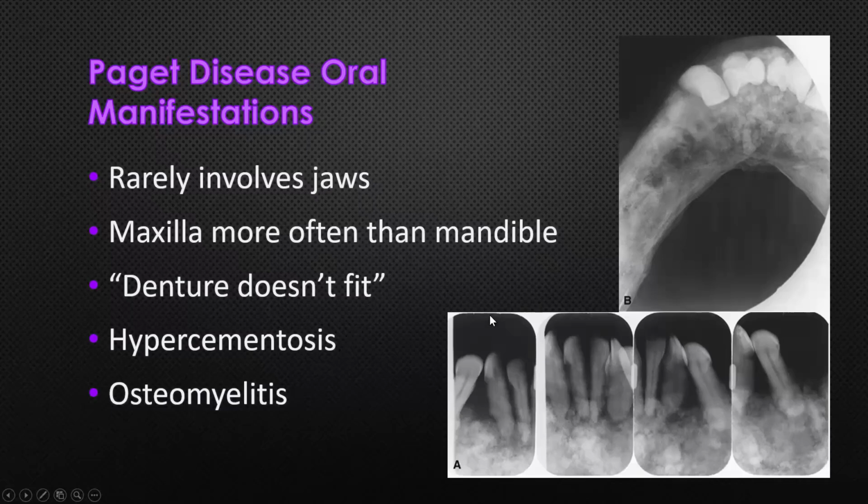It's expanding. It's associated, for whatever reason, a lot with hypercementosis. So a lot of these teeth, I don't know if we see any here, that looks like it has some hypercementosis. And then it also affects ability to fight infections, so they're more susceptible to osteomyelitis.